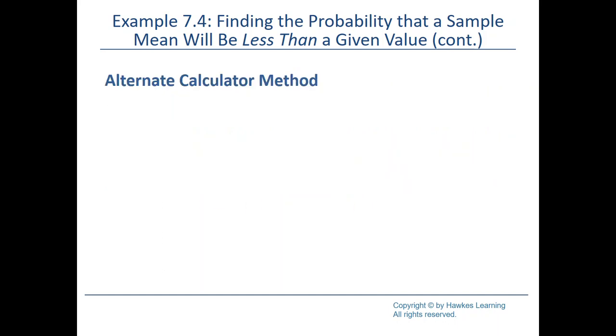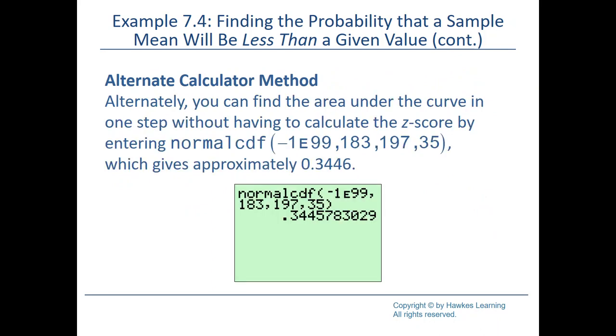Now, there is an alternative method, which is the calculator. Remind yourself, with the calculator you're basically finding the area under the curve to the left of that 183. So we can use the second VARS, normal CDF. Our lower bound is negative infinity, our upper bound is 183, our mean is 197, and our standard deviation is 35. This gives us approximately 0.3446.